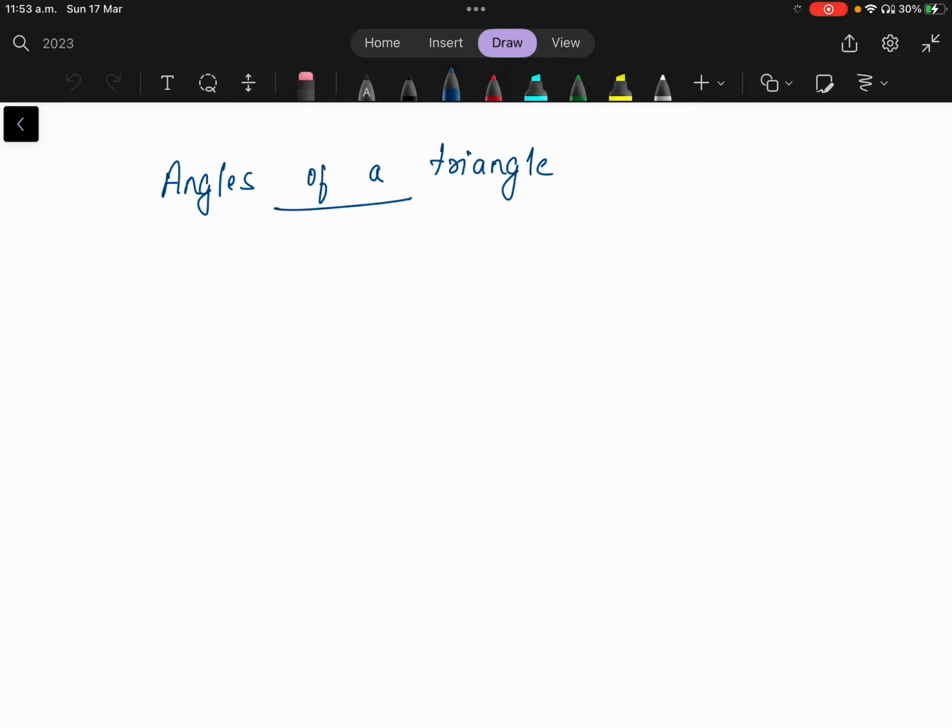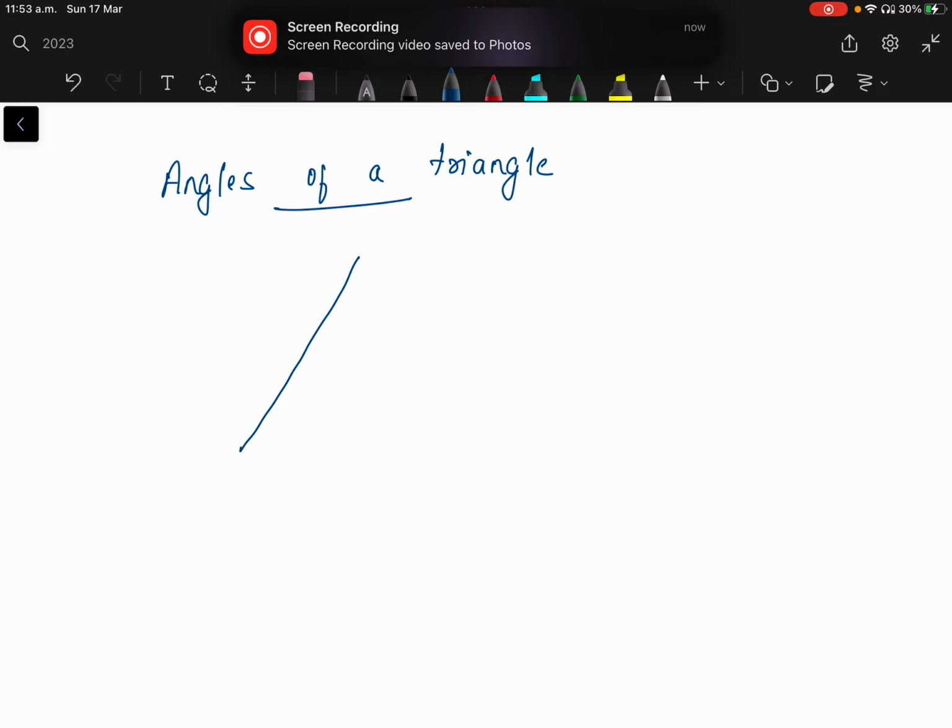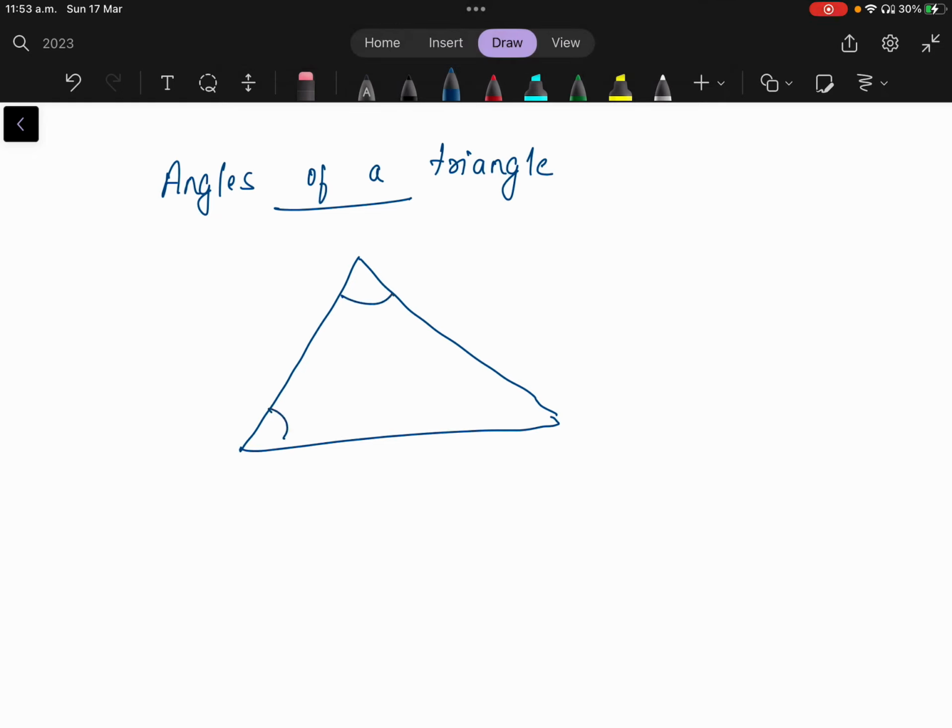Okay, this is part 2 of geometry. So let's learn the angles of a triangle. With a triangle, you know that it has three sides. So all the angles here will add up to 180 degrees. That's the basic property. All angles of a triangle will add up to 180 degrees.